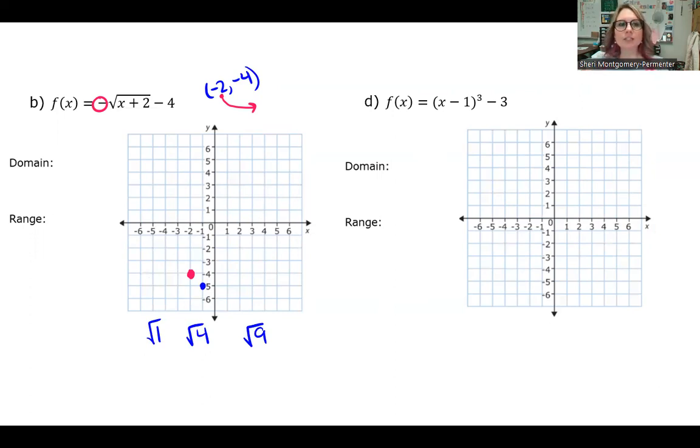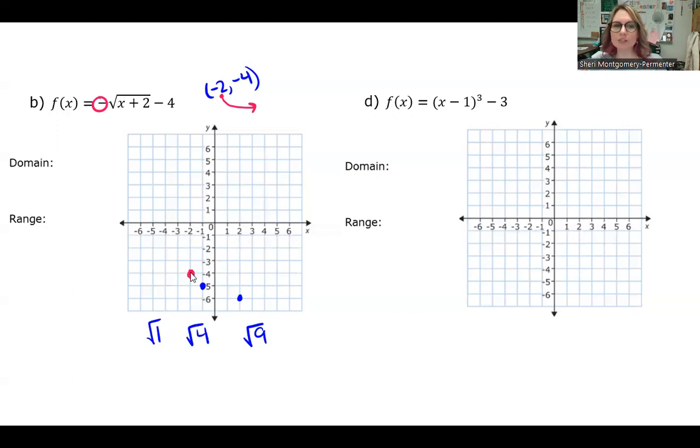So my next perfect square would be a 4. That means from my starting point, not from 0, 0, from my starting point, I can go over 4: 1, 2, 3, 4. And the square root of 4 is 2. So that means that I go down 2 and put a point. And as you're doing these, they should follow that shape. If they're not kind of following that shape, you're doing something wrong.